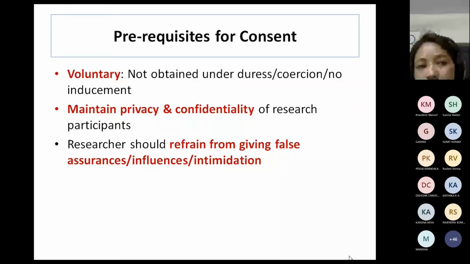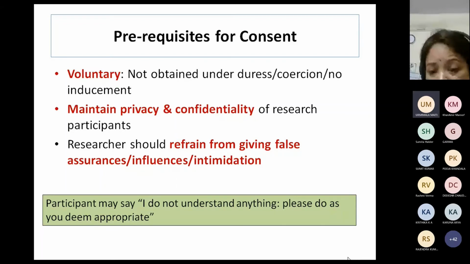Suppose you say that if you have not participated in my research study, you will not get the treatment you deserve, you have to participate, only then you will get the treatment. No, you cannot do that. Okay, there should be no inducements like I will pay you this many rupees if you participate. This is also wrong. Ethically, it is wrong. Okay. So all these things should be refrained from.